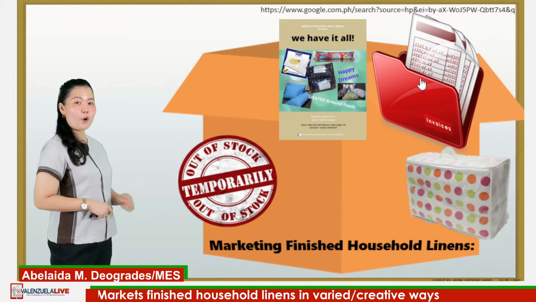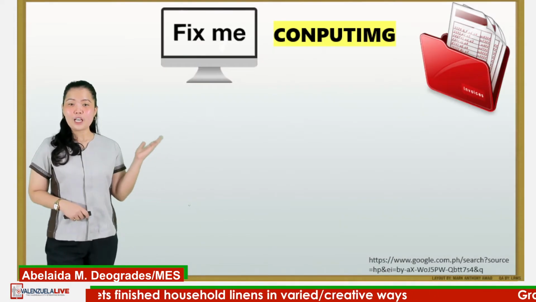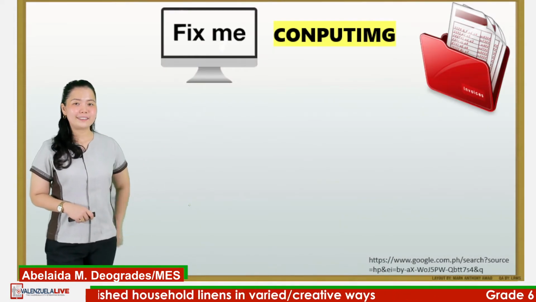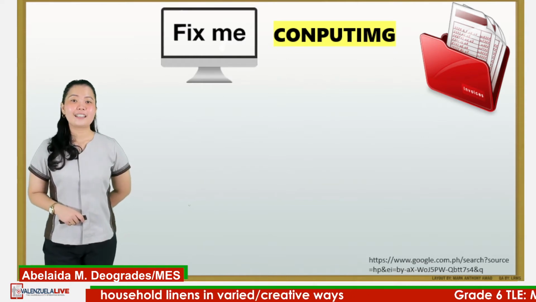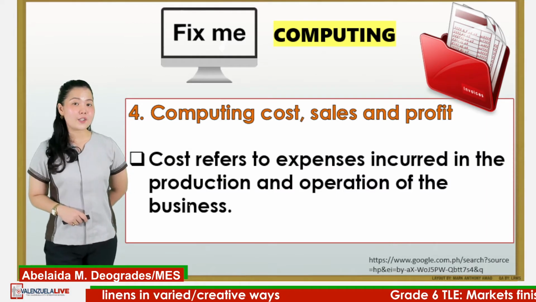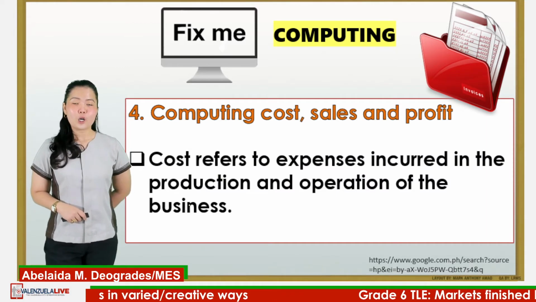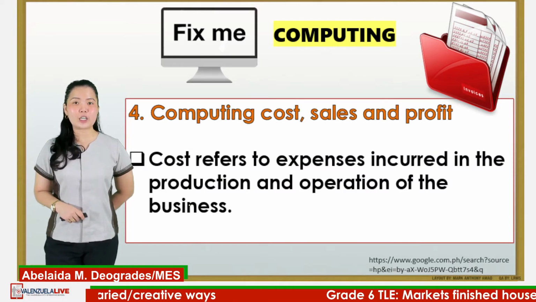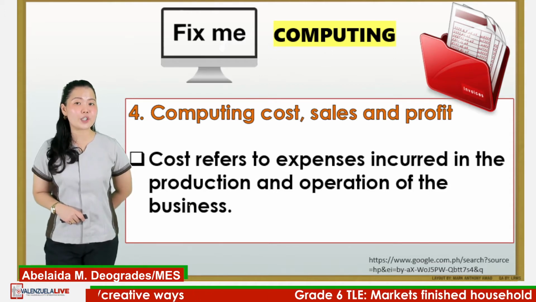Next, number 4. Fix me. What word is form? The answer is computing. Computing costs, sales, and profit. Cost refers to the expenses incurred in the productions and operations of the business.